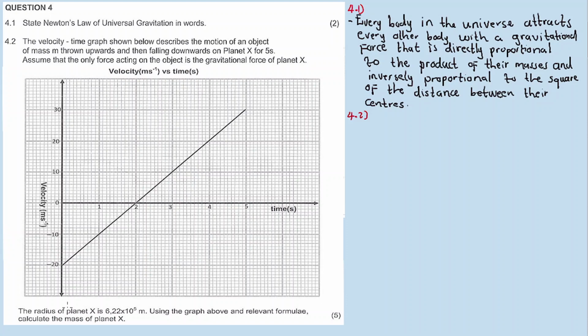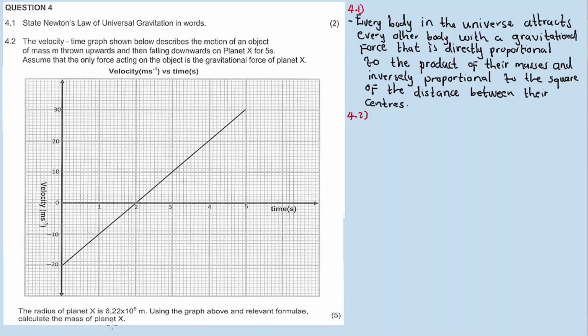Then they give us more information: the radius of planet X is 6.22 times 10 to exponent 5 meters. This is the radius. Using the graph above and relevant formulae, calculate the mass of planet X. Interesting. But guess what? What do we want? The mass of the planet. We want the mass of the planet.